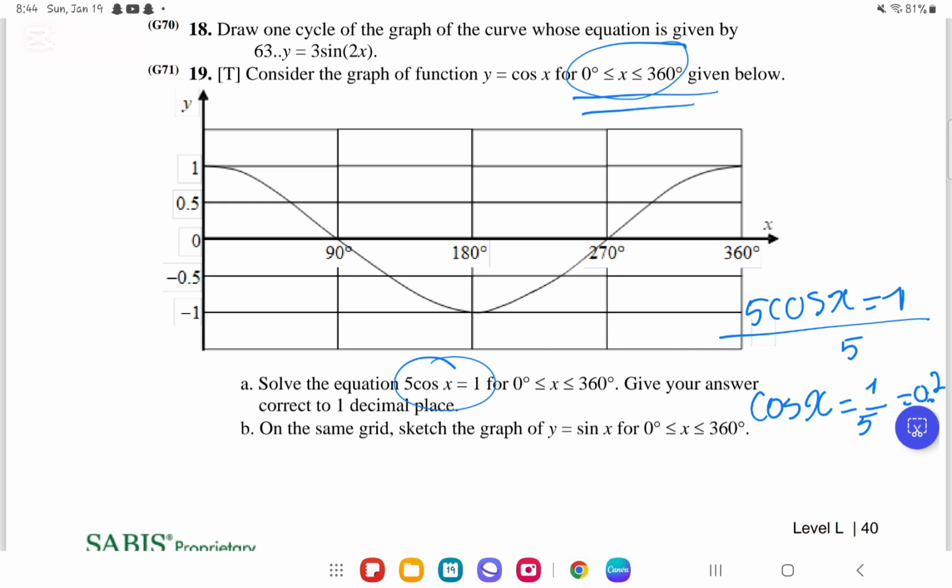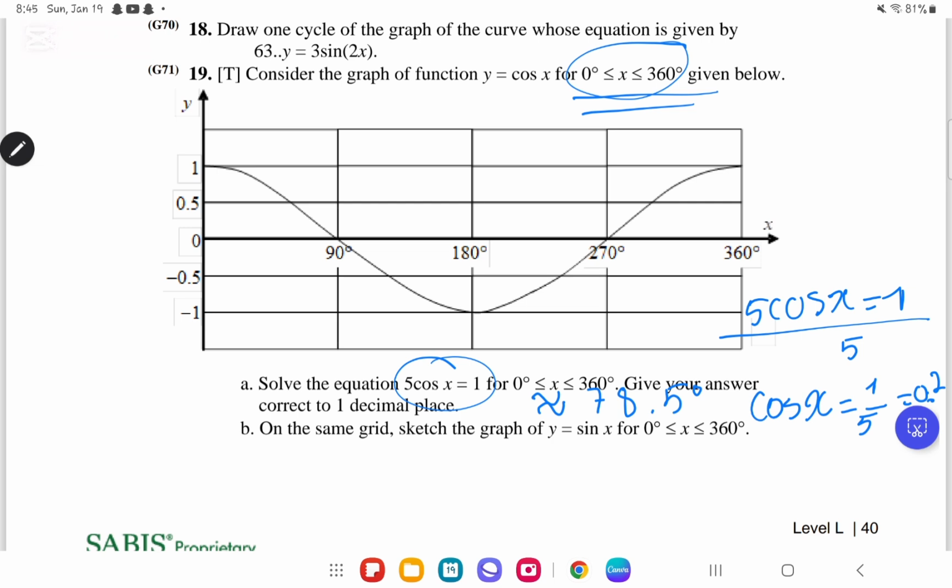Here, I believe we need a calculator. So we are going to do shift cosine or cosine inverse of 0.2. And we are going to get an answer of approximately 78.5 degrees.